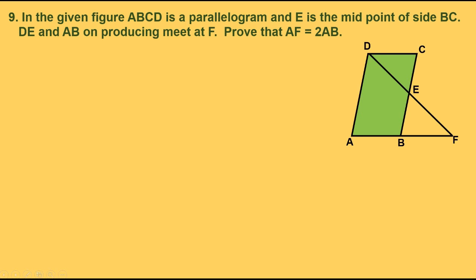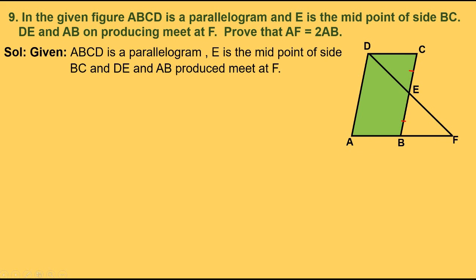Problem 9. In the given figure, ABCD is a parallelogram and E is the midpoint of side BC. DE and AB produced meet at F. Prove that AF is equal to twice AB. Solution. Given ABCD is a parallelogram, E is the midpoint of side BC and DE and AB produced meet at F. To prove AF is twice AB.